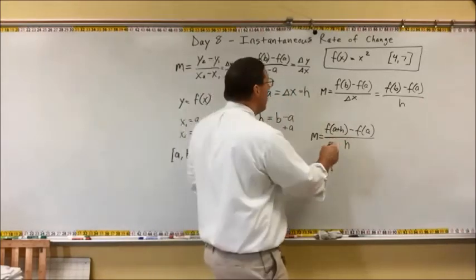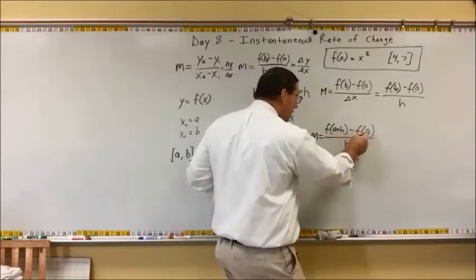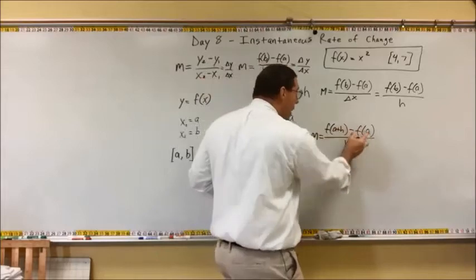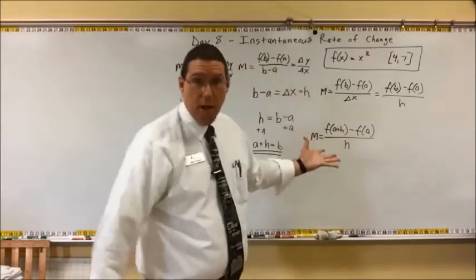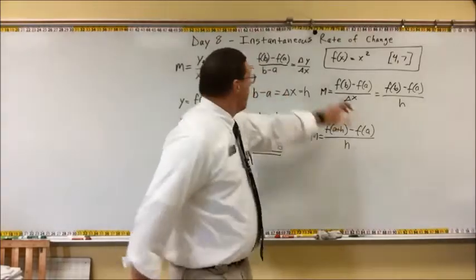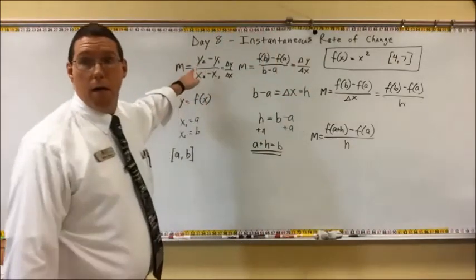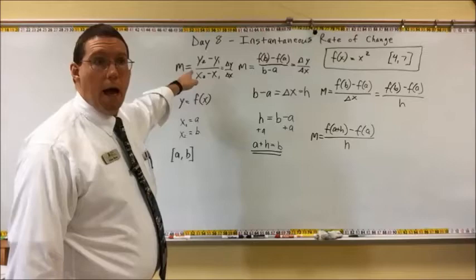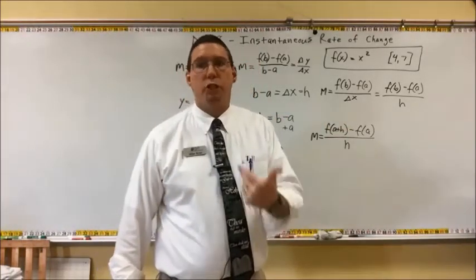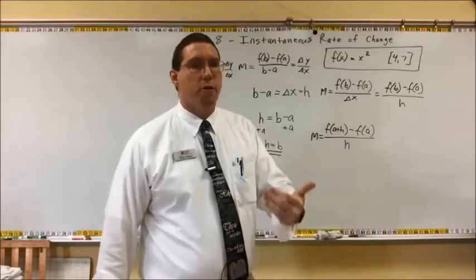So this is still f of 7 minus f of 4 over 3. It's still 49 minus 16 over 3. The answer is still 11. I'm proving to you that this is still this. See what I mean? I'm just manipulating it so that it looks different. Okay? I'm just using algebra so that it looks different.